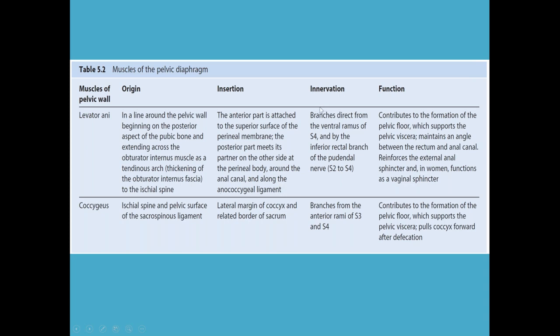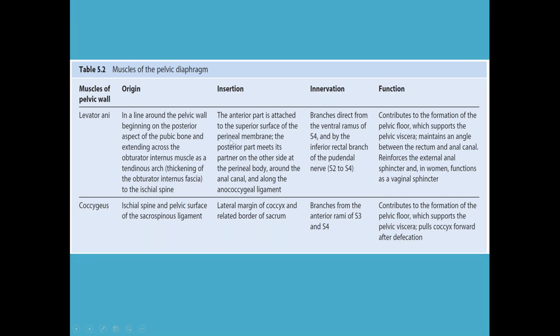anococcygeal ligament. So what about the innervation? It is from the ventral ramus of S4 and by the inferior rectal branch of the pudendal nerve. This is an exam question asking about the levator ani innervation. This is from the ventral ramus of S4 and the rectal branch of the pudendal nerve. The pudendal nerve originates from S2 to S4.